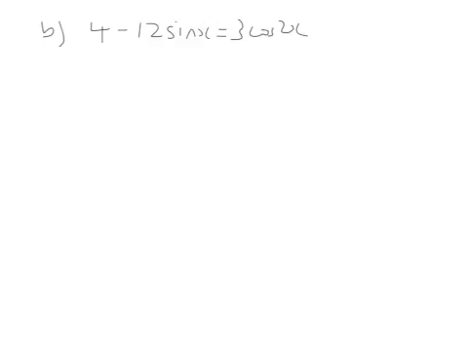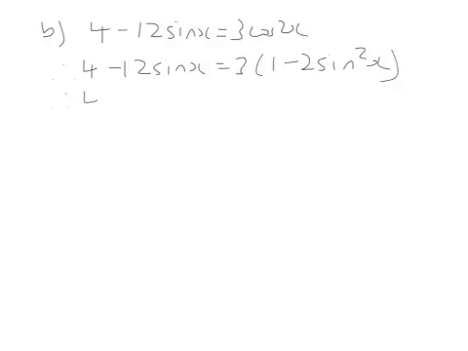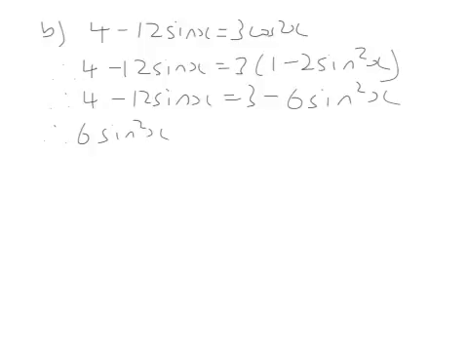For part B, we've got a cos 2x here. There's 3 formulas for cos 2x, but let's use the one that just involves sin x because there's a sin x on this side. So we get 4 minus 12 sin x is 3, and the formula is 1 minus 2 sin squared x. So 4 minus 12 sin x is 3 minus 6 sin squared x. Let's get all the sine squares on the left hand side.